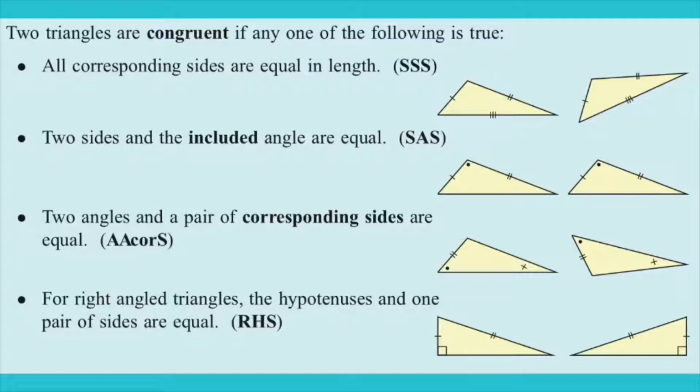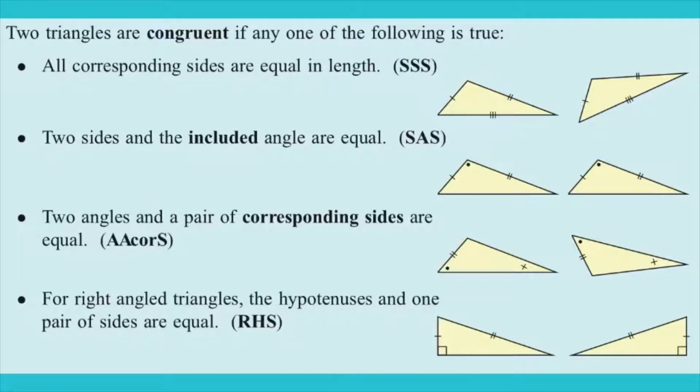The third statement, two angles and a pair of corresponding sides are equal, which can be abbreviated to AAcorS. So angle, angle, corresponding side. So here you can see we have an angle, and then we have, of course, the same angles in the second triangle, and the corresponding side is equal. Therefore, we produce congruent triangles.